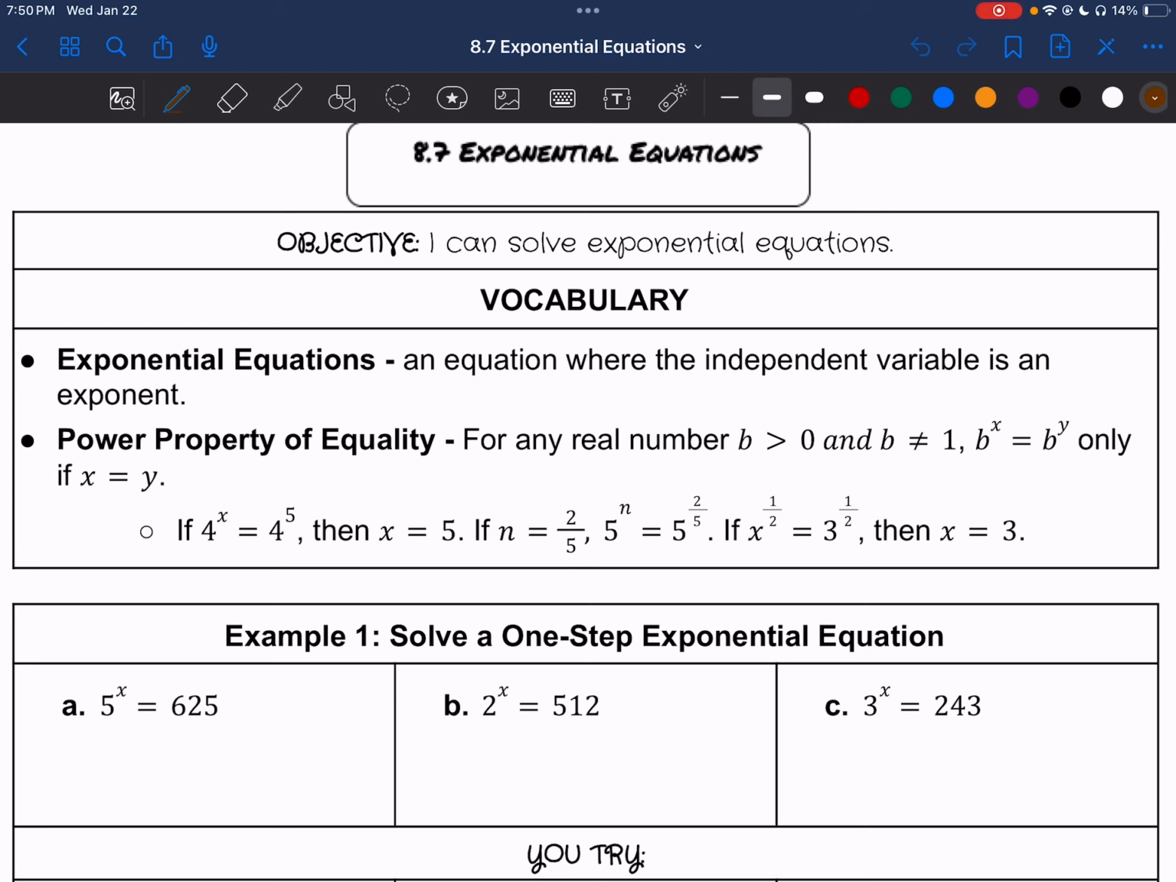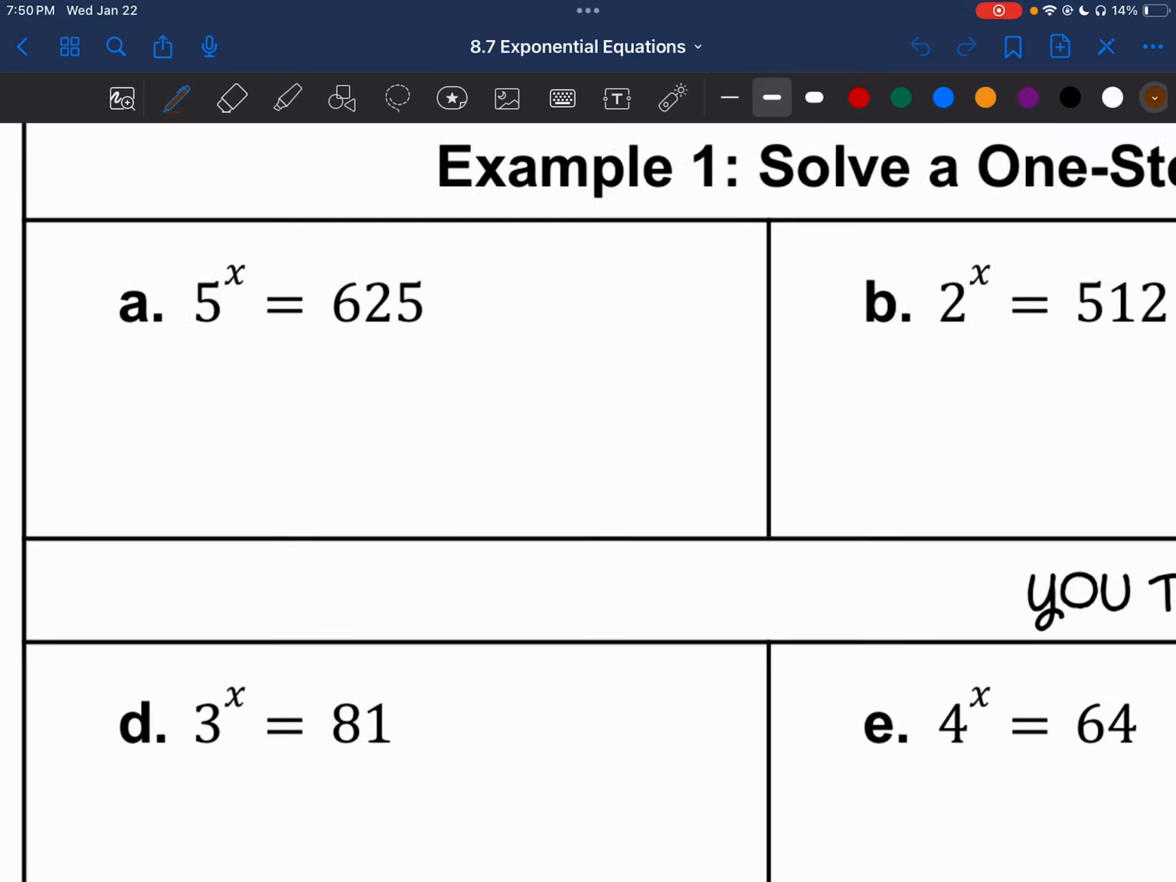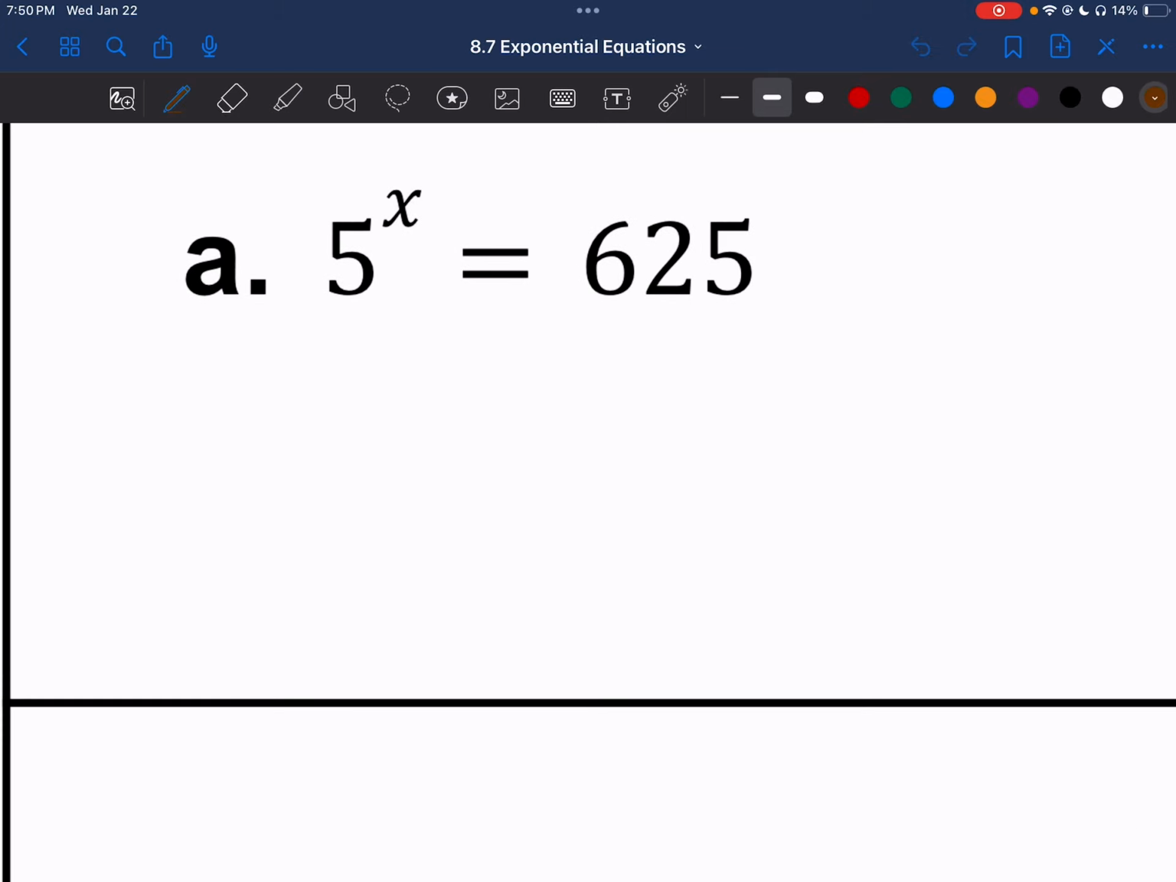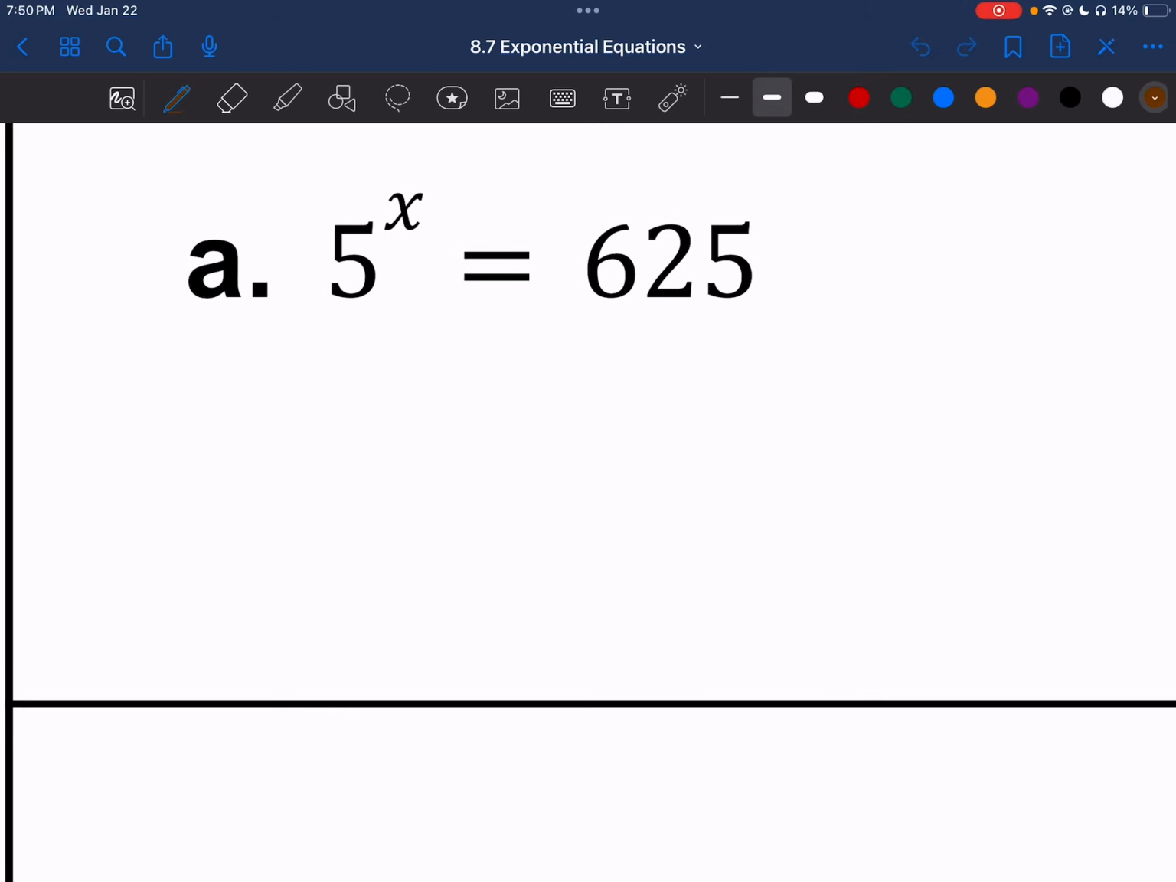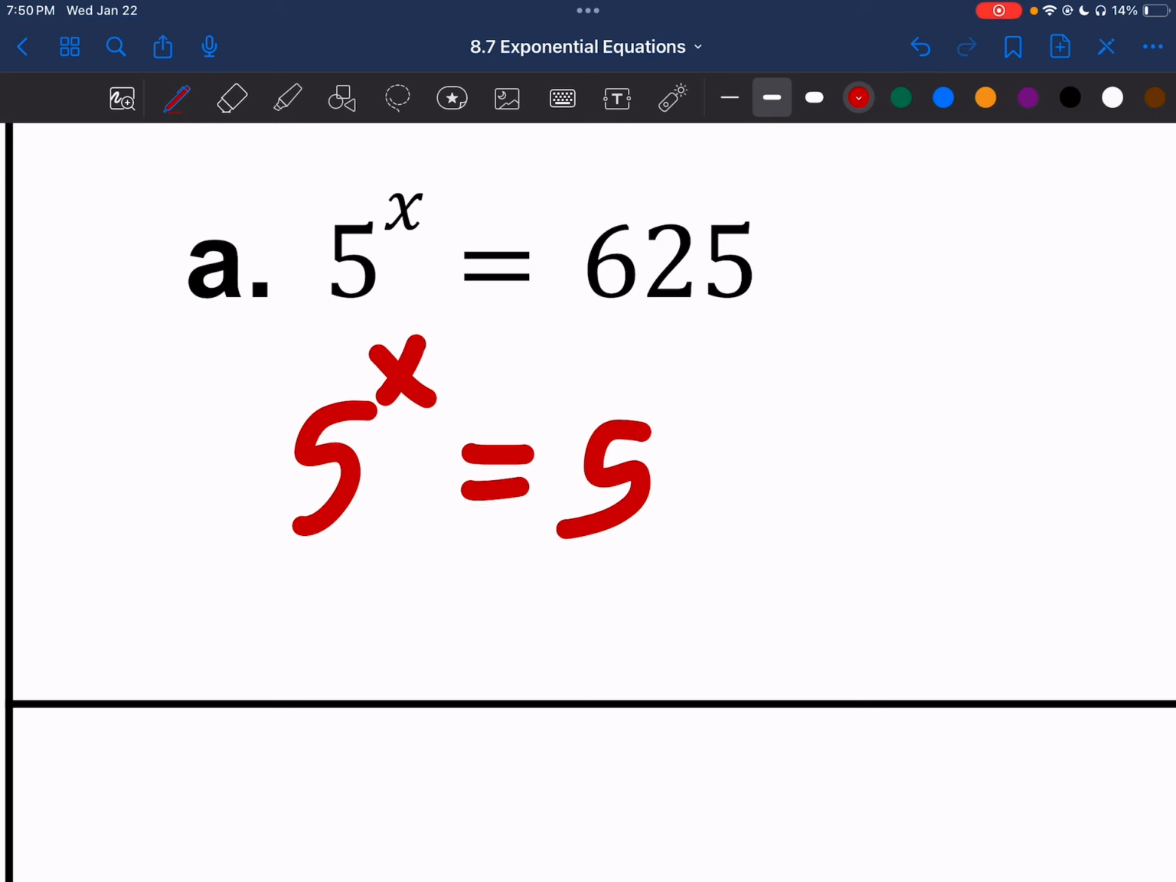So solve a one-step exponential equation. All right, so we've got 5 to the x, and that's equal to 625. So what we need to think about is we have 5 to the x, and if we write it the way we had our property of equality up there, 5 to the x is equal to 5 to the something. 5 to the something power is going to give me 625.